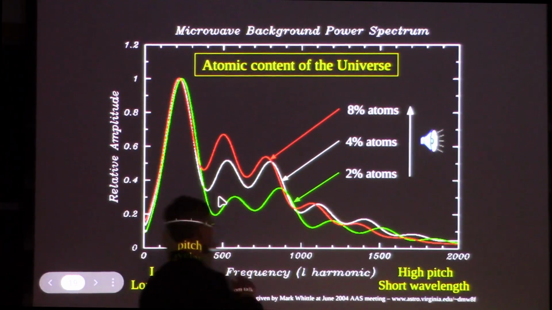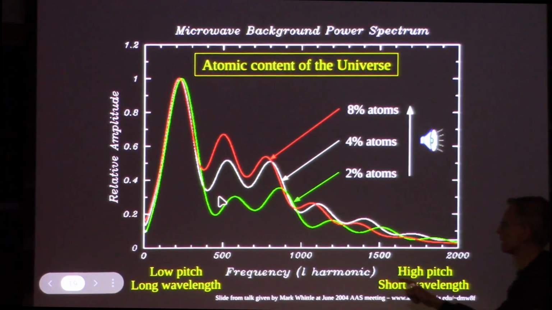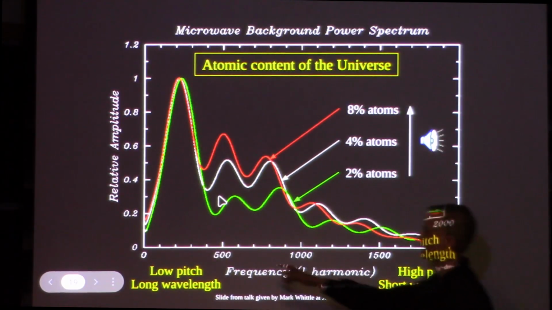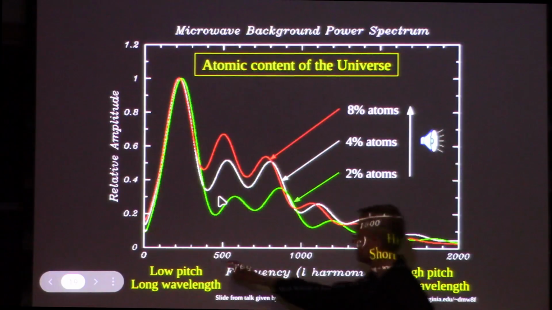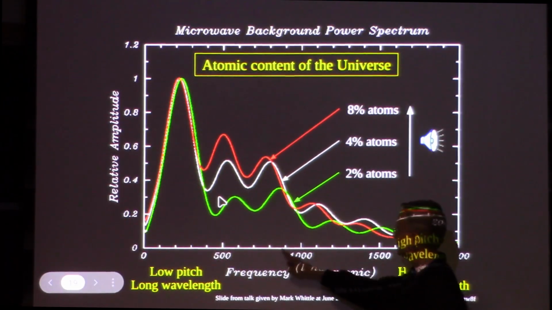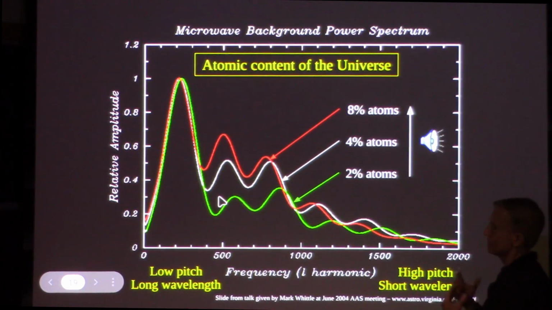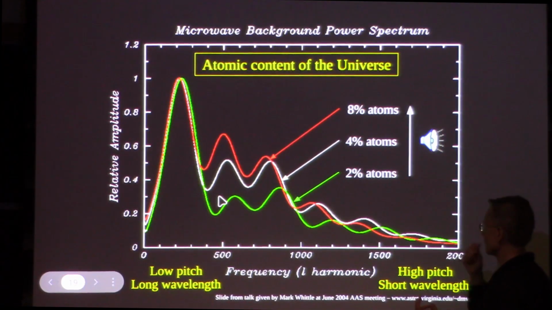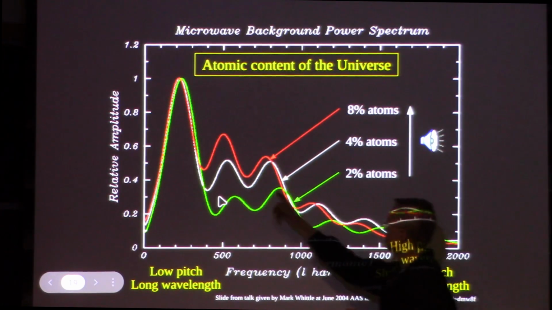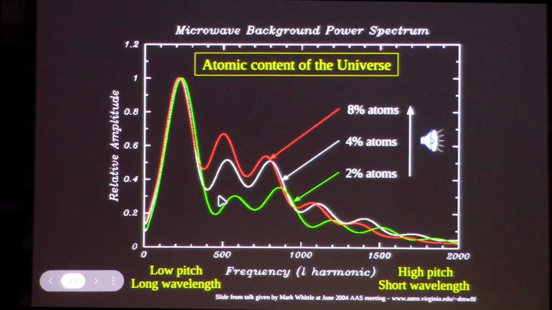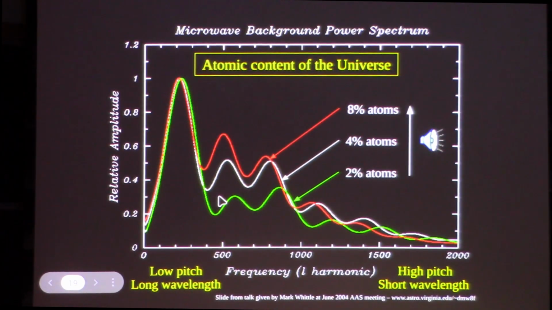Where we look at, this is the L-index harmonic, but another way to look at it is wavelength, if you will, in angle on the sky. So these are slower variations on the sky. These are faster variations on the sky from place to place. Well, the physicists can do a theoretical calculation, and the red calculation is what we would expect if the universe is 8% atoms, baryonic matter, the white is 4% atoms, and the green is 2% atoms.